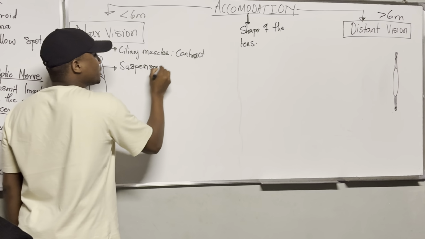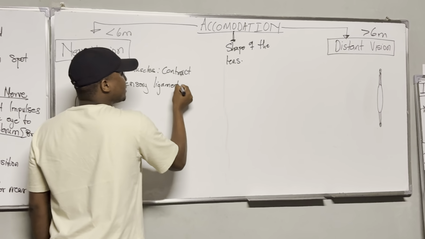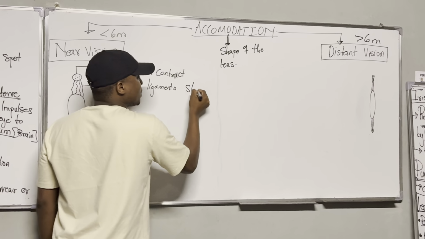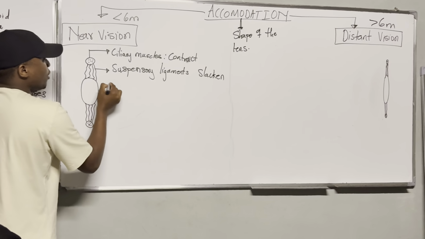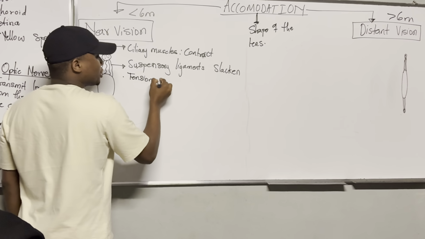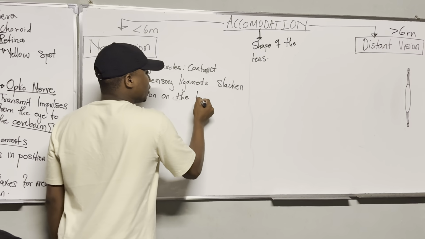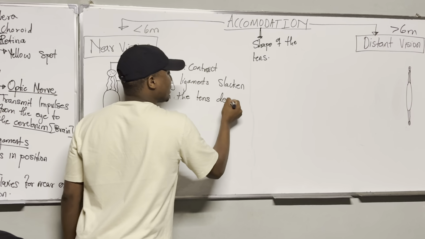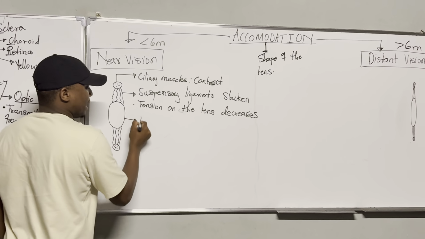Then we have our suspensory ligaments. The suspensory ligaments slacken. And then we have the tension on the lens. The tension on the lens decreases. And then we also have our lens there.